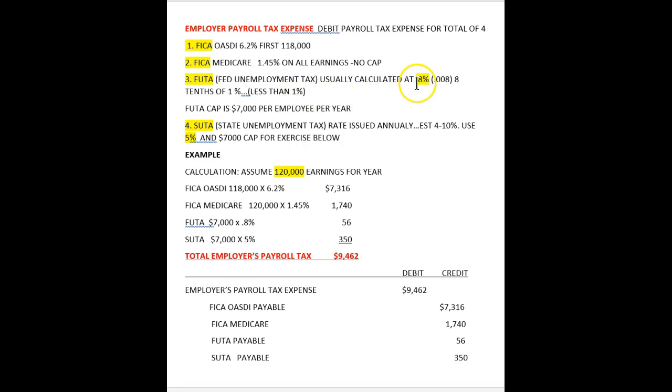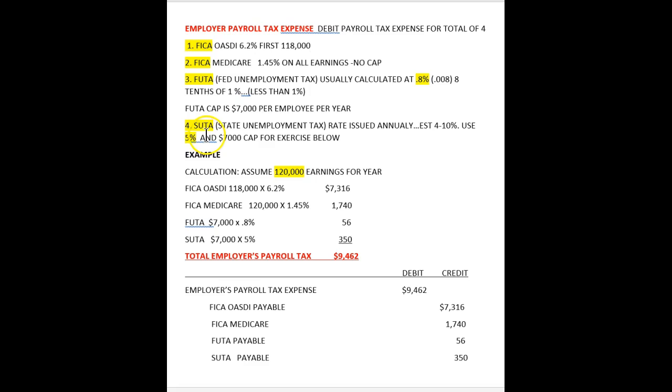Whatever we're using here, $7,000 times 0.8%, you can enter 0.8% in your calculator, or you can multiply times 0.008 equals, and whatever it comes to. So be careful with that in terms of decimal errors that are not uncommon.